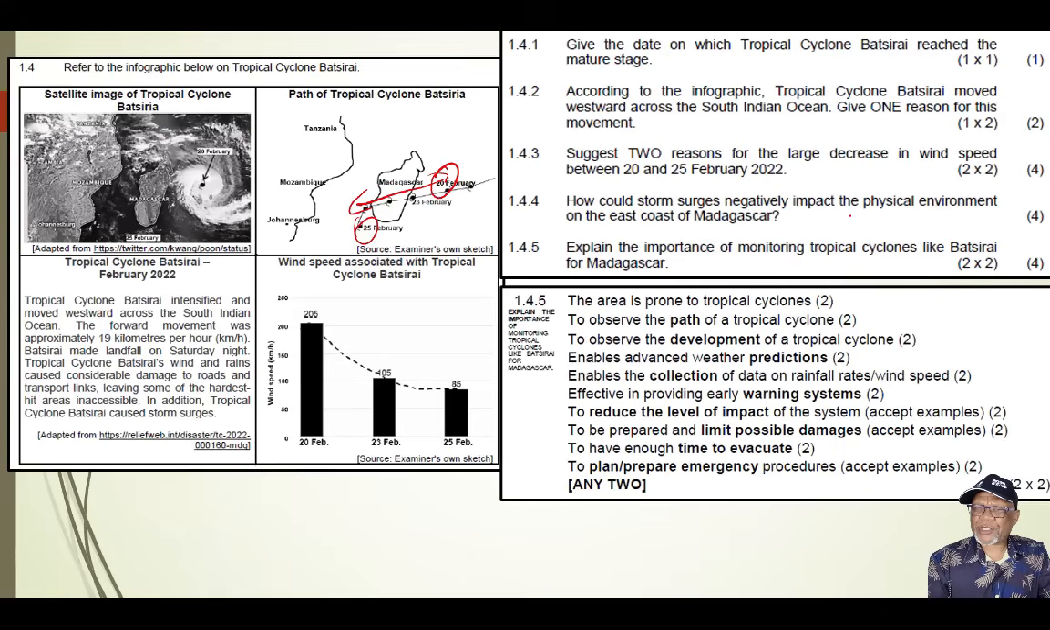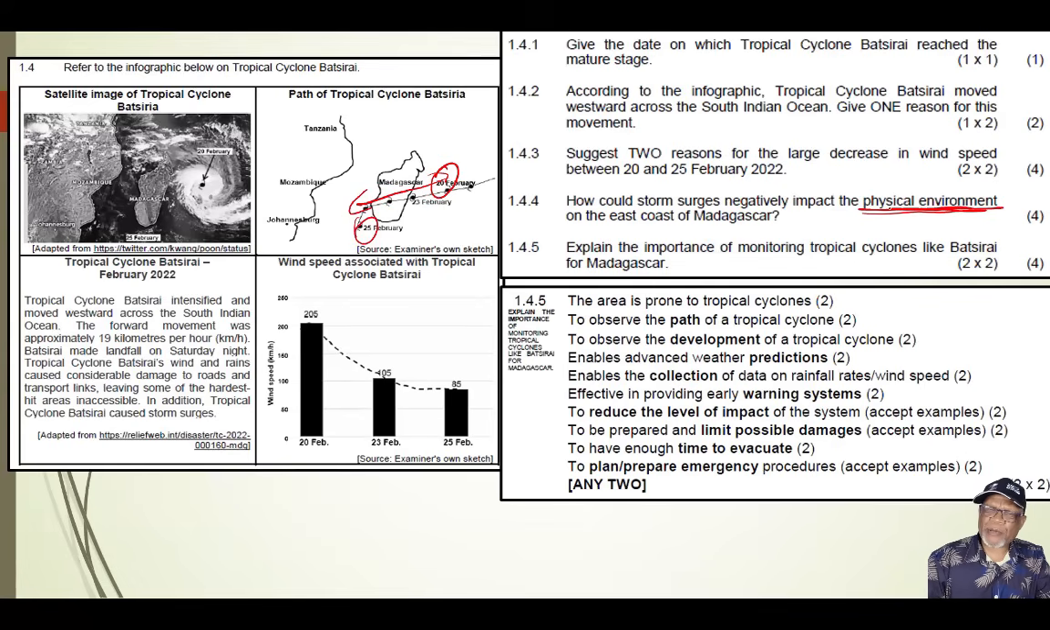How could storm surge negatively impact the physical environment? Physical environment. Now, we have already spoken about the impact on the physical environment or natural environment. So we are not going to go back and look at that. We said it causes soil erosion. We said it destroys natural vegetation.